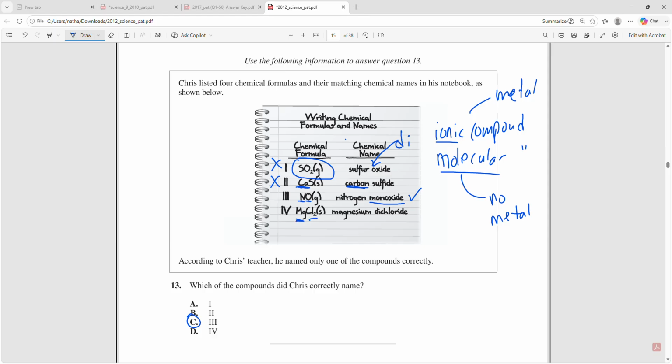And here we have our first ionic compound, magnesium chloride. So magnesium is our metal. So here that should just be called magnesium chloride. We don't use these prefixes with ionic compounds. We just call it magnesium chloride. So magnesium dichloride is incorrect for an ionic compound. So our answer is nitrogen monoxide. Nitrogen monoxide. Number 3.